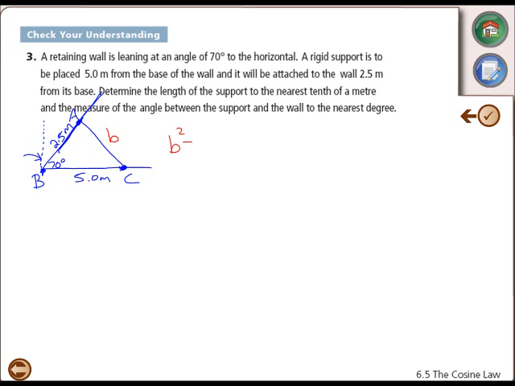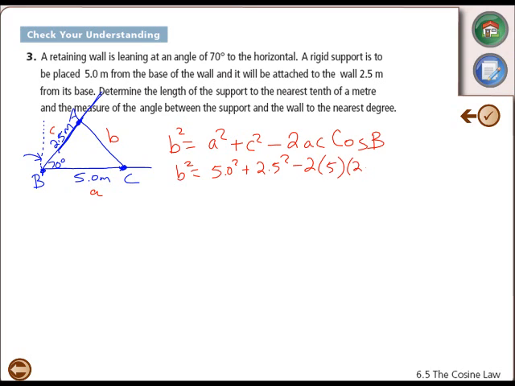So start with our formula. B squared equals, add the other two. This is A, that's C. So we've got A squared plus C squared minus 2AC cos of B. B squared is equal to 5.0 squared plus 2.5 squared minus 2 times 5 times 2.5 cos of 70. And again, plug it into the calculator, square root it right off the bat, and we get 4.7643 ... All right, we found that.